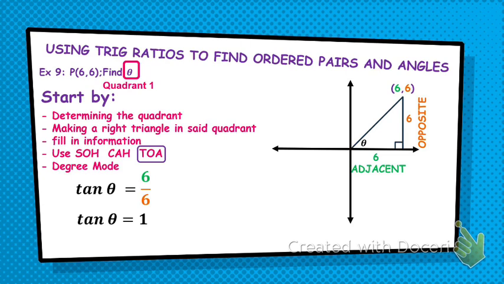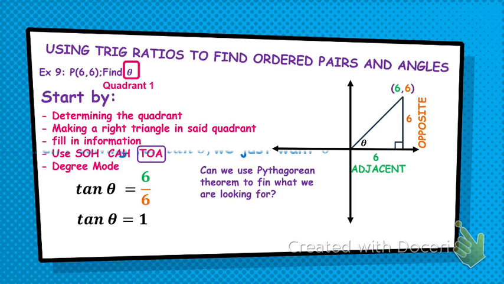Now we've had problems where we've expressed the exact value of a side by using trig ratios, but here I actually want to know what that angle is. So can we use Pythagorean theorem here? No, because we're not looking for a side. I mean, we can use Pythagorean theorem, but that's not going to help us at all.